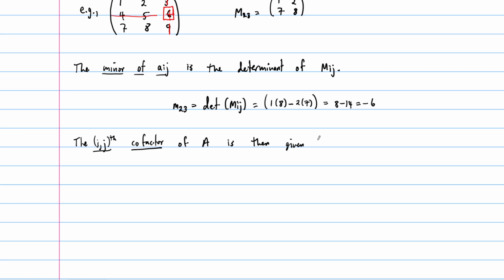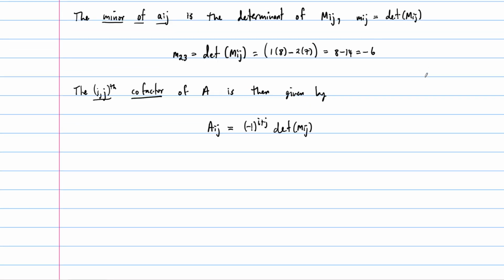This one's given by capital Aij, which is equal to this minor, but not exactly. It's equal to negative 1 to the power i plus j, so it's either going to be positive or negative depending on which location it's in. And then that positive or negative is multiplied by little mij, which I'll just write as the determinant of capital Mij. So remember, up here we had lowercase mij is equal to the determinant of capital Mij.